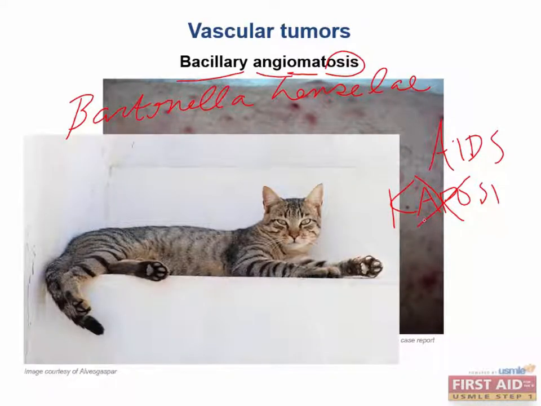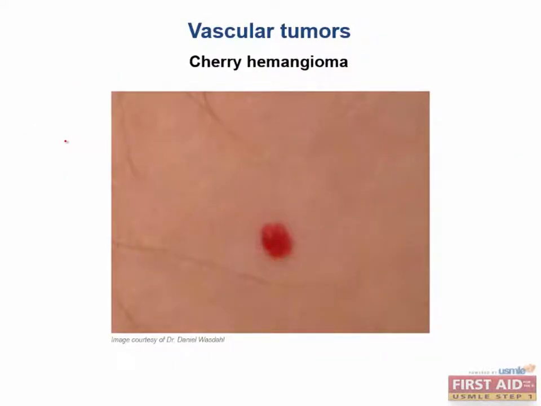Cat scratch fever. A cat scratched this AIDS patient and inoculated them with Bartonella henselae, and that led to the formation of these angiomas. Now we move on to cherry hemangioma.